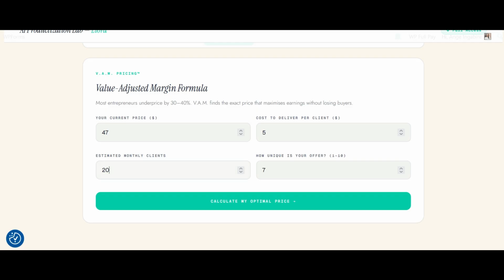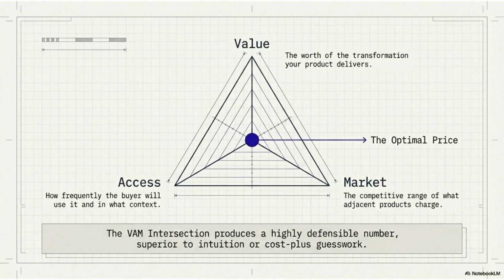Section 4, making this practical. The VAM pricing model in the AI Productization Lab dashboard goes a layer deeper into the pricing calculation specifically. VAM stands for value, access, and market, the 3 inputs that together determine the optimal price for a specific offer.